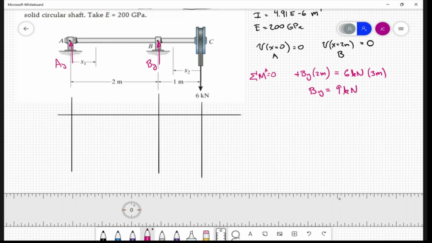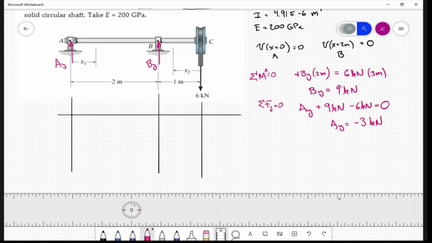And then we can do sum of forces in the y direction equal to 0. So that's going to give us AY plus BY, which is 9 kilonewtons, minus 6 kilonewtons equals 0, right? And so that's 3 kilonewtons. So AY equals minus 3 kilonewtons, correct?